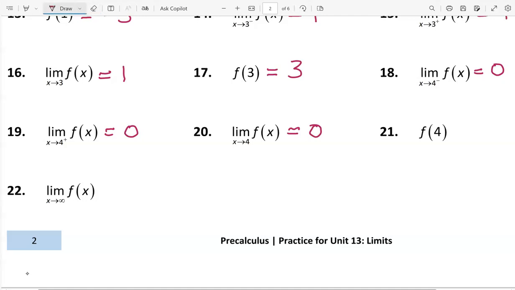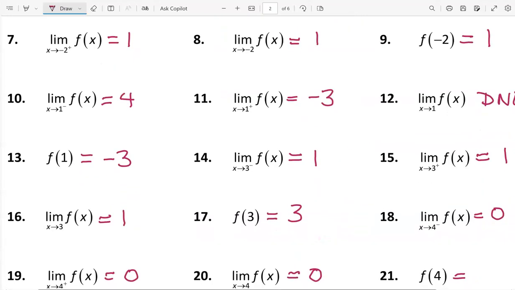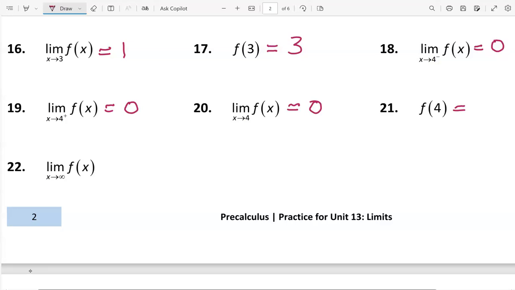In number 21, we're looking for f of 4. f of 4 is the value of y at x equals 4. So let's go to the graph and look at the point on the graph when x is equal to 4, and I note here that the y value is also 0. And since both of our left and right limits and the value of y at x equals 4 are equal, we have a continuous function there.